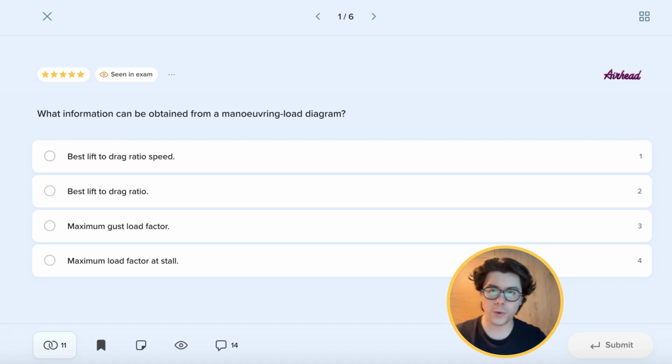We are going through 6 of the latest questions from the topic of principles of flight, and today will be slightly different as I'll try to show you some extra infographics.